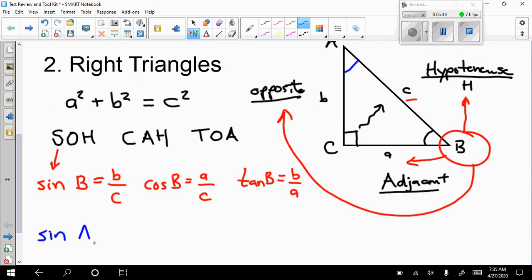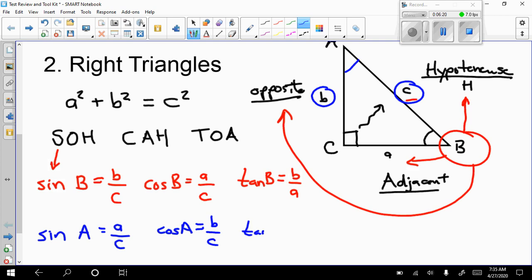Sine of angle A. Well, relative to A, side A is opposite. So here we go. Look at this. It would be A opposite over hypotenuse. Now, the hypotenuse never changes, so it stays as C. So cos of angle A, adjacent. Well, look, there's the B. It's adjacent to the A. And there's the hypotenuse C. So it's going to be B over C.